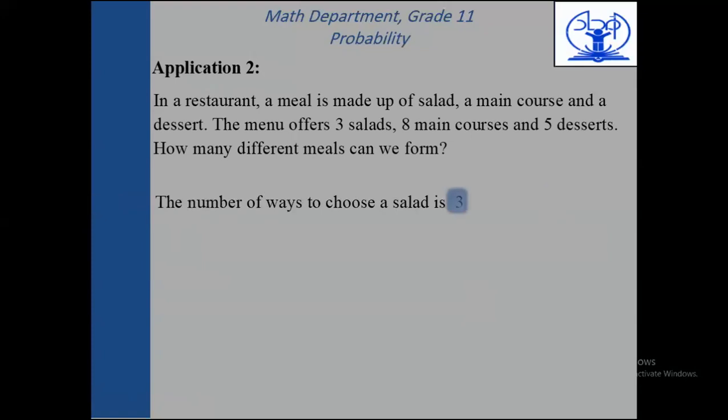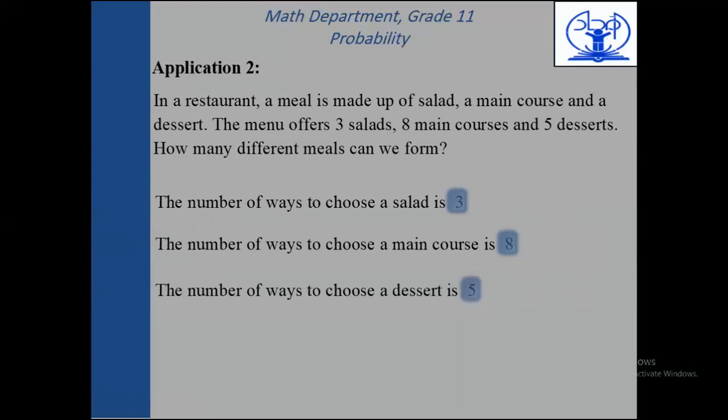The number of ways to choose a salad is 3. The number of ways to choose a main course is 8. And the number of ways to choose a dessert is 5. So the total number of meals that you can form using the fundamental counting principle is 3 times 8 times 5, and that's 120.